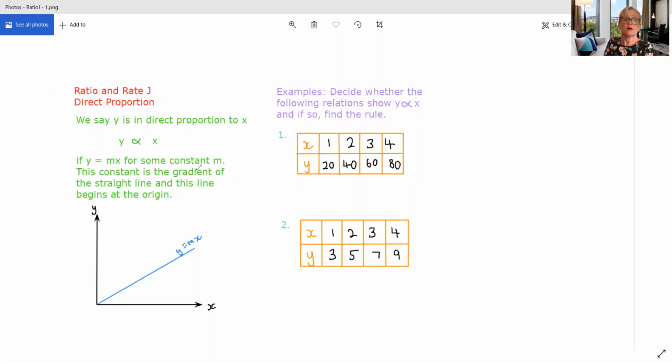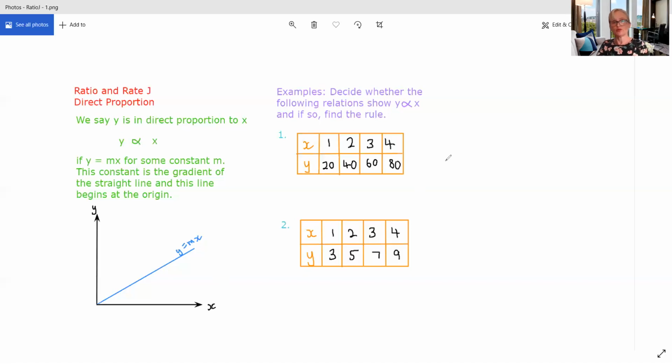Now, what logically you need to ask yourself is, if I double x, does y double? If I halve x, does y halve? If the answers to both those questions are yes, then it's in direct proportion. If you are able to write y equals some constant times x, then they are in direct proportion.